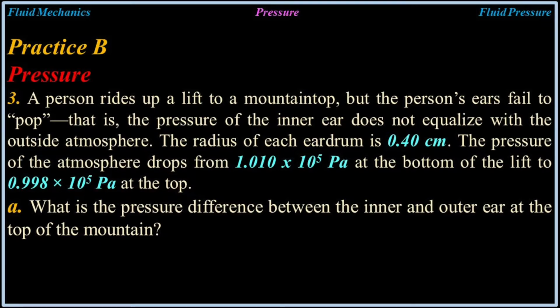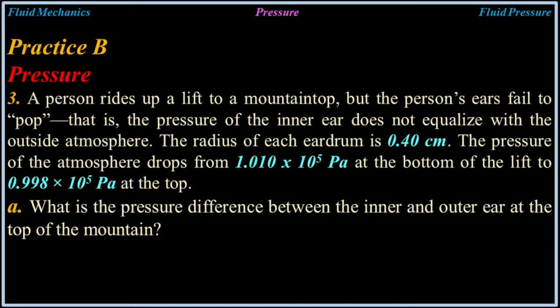A person rides up a lift to a mountaintop, but the person's ears fail to pop. That is, the pressure of the inner ear does not equalize with the outside atmosphere. The radius of each eardrum is 0.4 centimeters. The pressure of the atmosphere drops from 1.010 times 10 to the fifth pascals at the bottom of the lift to 0.998 times 10 to the fifth pascals at the top.